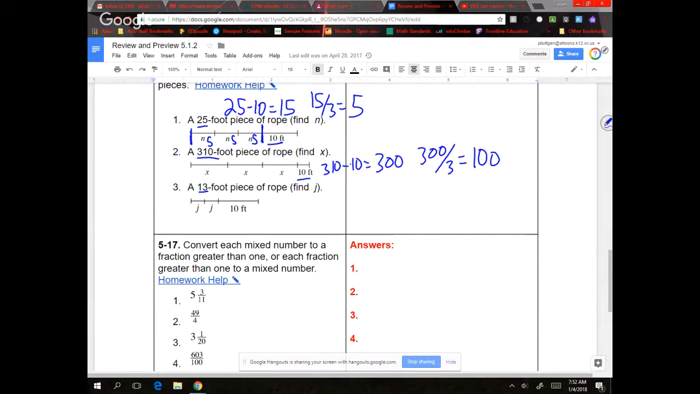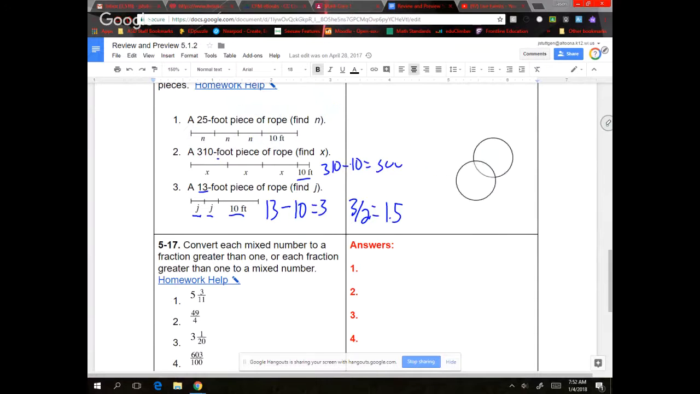Lastly, 13. Again, they must have liked 10 for this problem because they're all 10 feet long. Minus 10, I get 3. In this case, I only have 2 of them, though. So I'm going to want to do 3 divided by 2, which is 1.5. So your answers for that one should have been 5, 100, and 1.5.